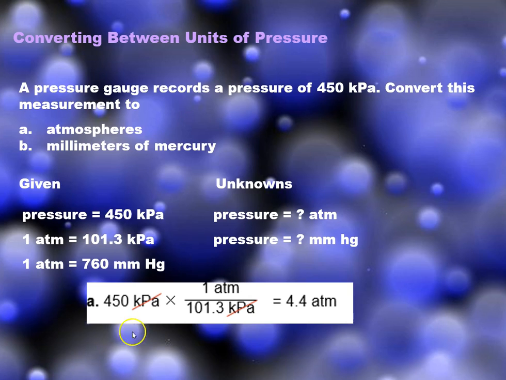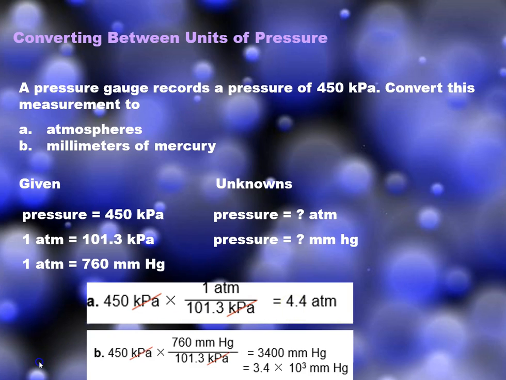So let's set up the problem. We're going to take 450 kilopascals and use this first equality statement. Our unknown is atmospheres, so we have 1 atmosphere over 101.3 kilopascal. Notice the units divide out, and we get 4.4 atmospheres. Then in the second problem, we're going to start with, again, 450 kilopascal, and we're going to take 760 millimeters of mercury and divide that by 101.3 kilopascal.